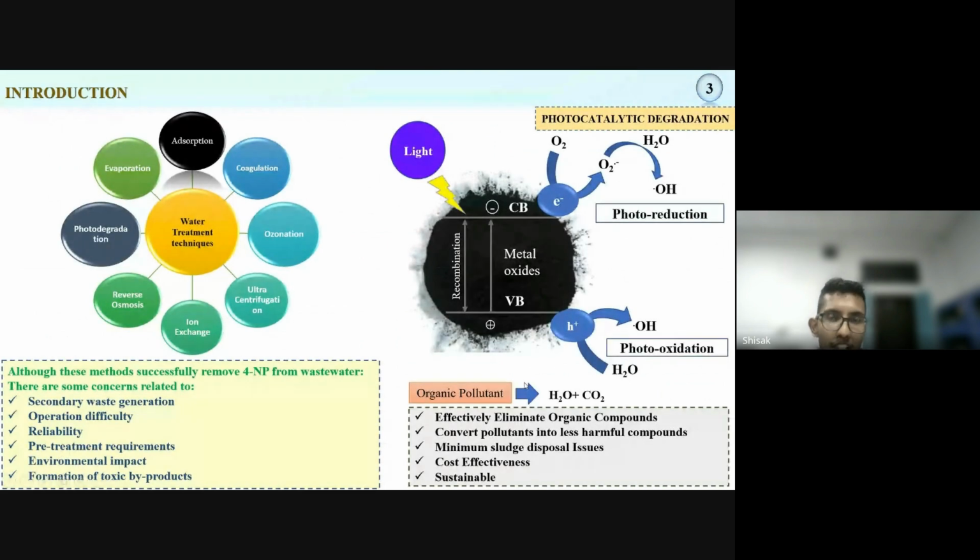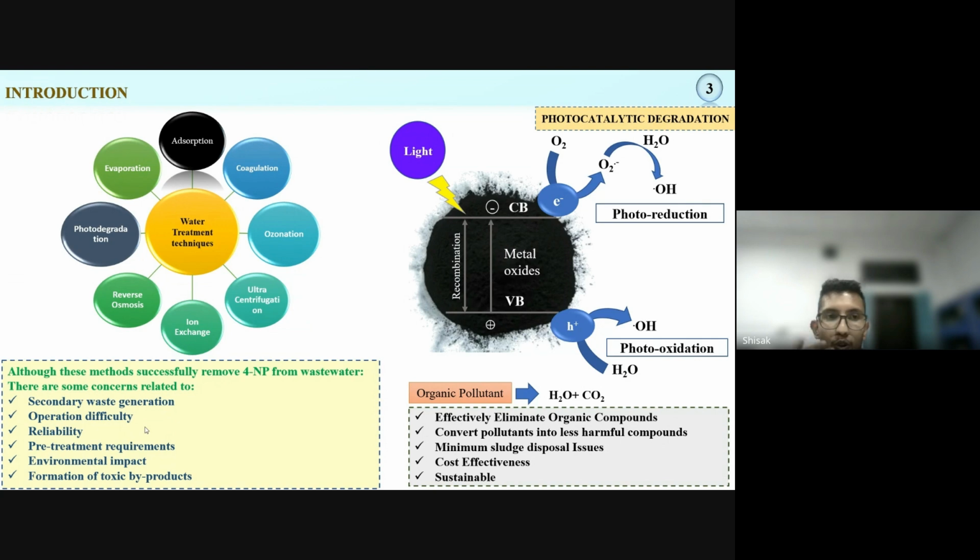In order to remove these organic pollutants from water, several methods have been used over the years, and these are some of the methods that I would like to address in this lecture, such as adsorption, coagulation, ozonation, and so forth. Although these methods have been successful in removing 4-nitrophenol from water, there are some concerns related to them because they have led to secondary waste generation, operation difficulty, reliability issues, pre-treatment requirements, environmental impact, and formation of toxic byproducts.